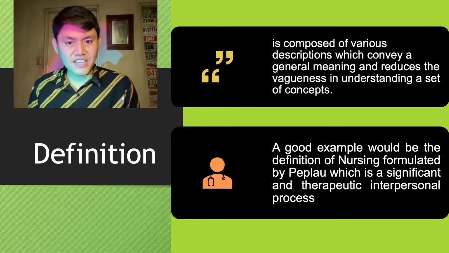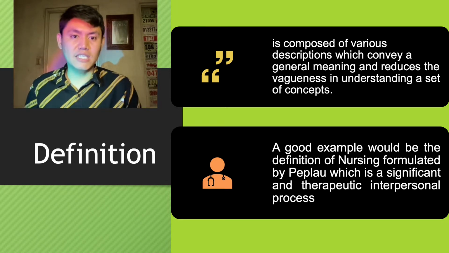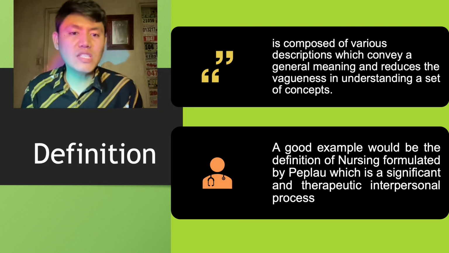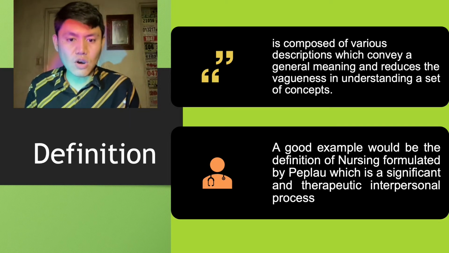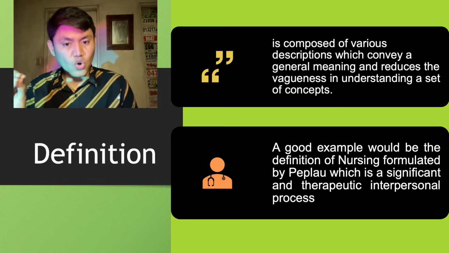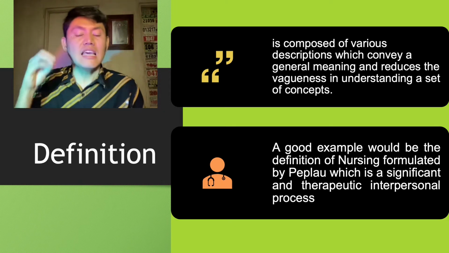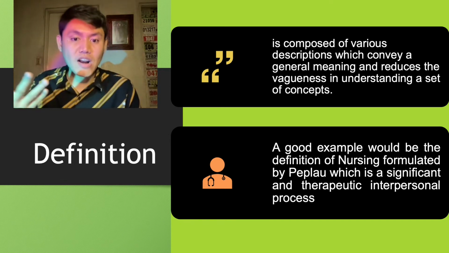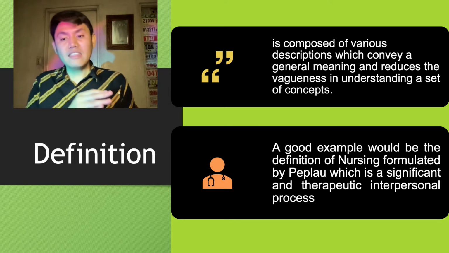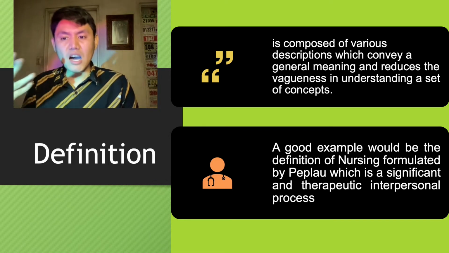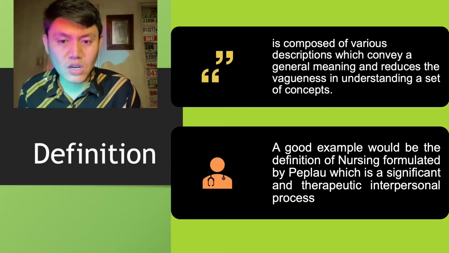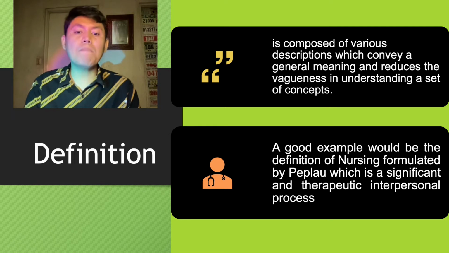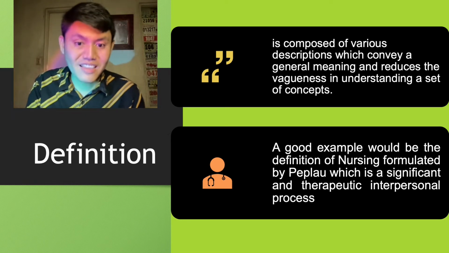Another component of a theory is what we call definition. When we speak of definition, it is composed of various descriptions which convey a general meaning, and it reduces the vagueness in understanding a set of concepts. So ito pong definition na ito are the statements that make the theory crystal clear. They are the ones which make the theory more understandable to the readers. Now, the definition in theory provides us the explanation or clarification of what the concept is and what it is not. Simply put, the definition conveys the meaning of the theory so that it can work with clarity.